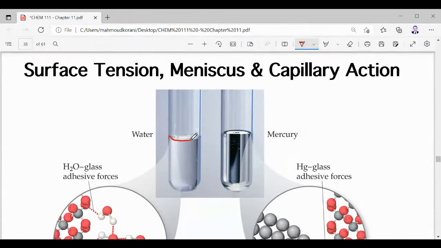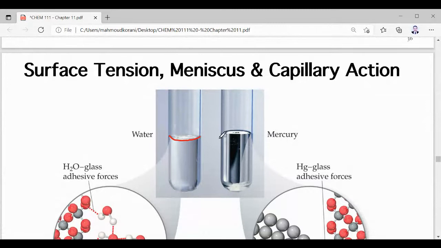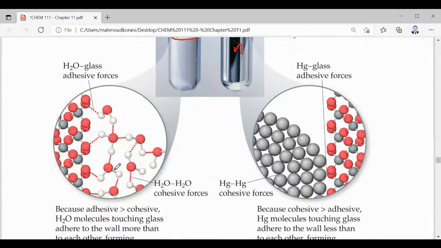This is the surface of water in a capillary tube, and this is the surface of mercury in glass. As you see, water is U-shaped, and mercury is N-shaped, curved downward. Looking at the water molecules in the bulk, they are connected by hydrogen bonding, and the glass wall, or tube wall, is connected to them by adhesive forces. This is the adhesive force, while this is a cohesive force.